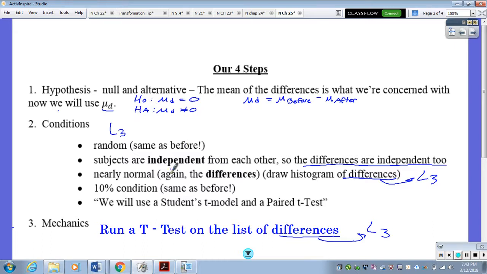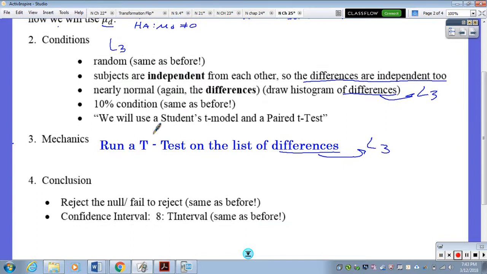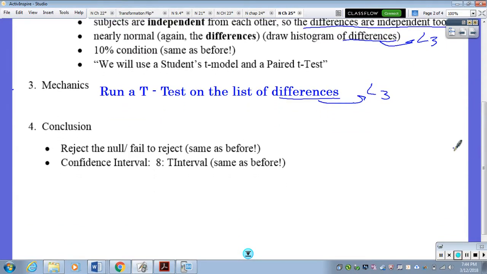For nearly normal, that's the one where we're given is the sample size large enough, and all of that's still the same if our sample size is 30 or more. But for the nearly normal condition, if we have to do a histogram, we only do one histogram now, and it's a histogram based off of list 3. Because we now only have one list, list 3, we're going to run a t-test on just list 3. It looks like we're doing a normal one-sample t-test, but it's actually a paired t-test. And then as always, we get a p-value, we reject or fail to reject. For a confidence interval, we're still just going to do a t-interval just like we did with Chapter 23.